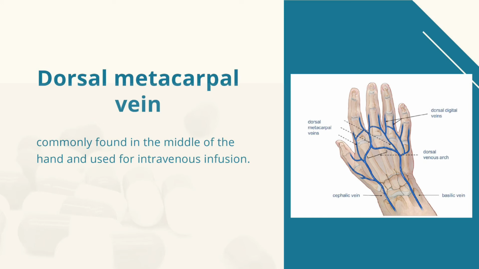So among these veins, the preferred one for venipuncture is the median cubital vein. It is because it is larger and has a lower tendency to move or roll when the needle is inserted. There are also fewer nerve endings surrounding this vein, making venipuncture less painful at this site.